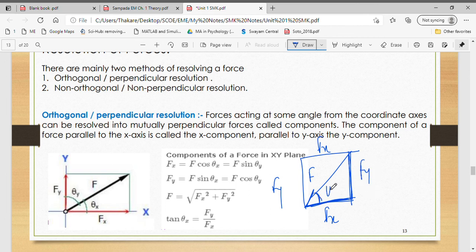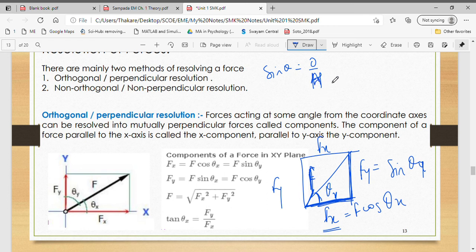We know the angle as theta x, so the component of F along x will be F cos theta x, and the component of F along y will be F sin theta y by your basic geometric rule, where you know sin theta is opposite upon hypotenuse and cos theta is adjacent upon hypotenuse, right? So this is your adjacent side and this is your hypotenuse side. So adjacent upon hypotenuse is your cos theta and opposite upon hypotenuse is your sin theta.